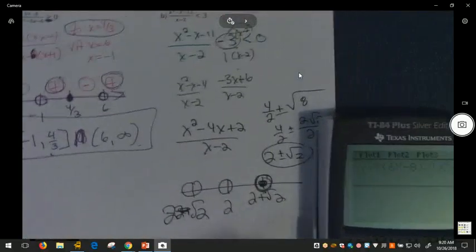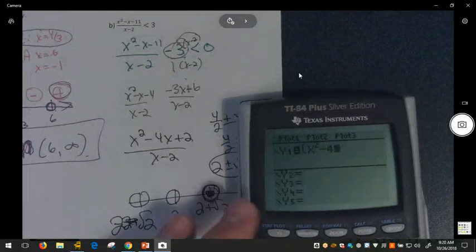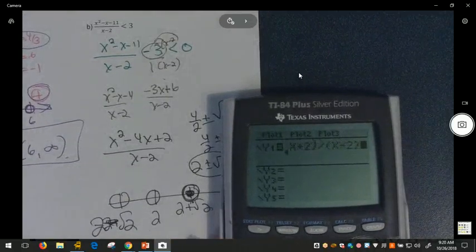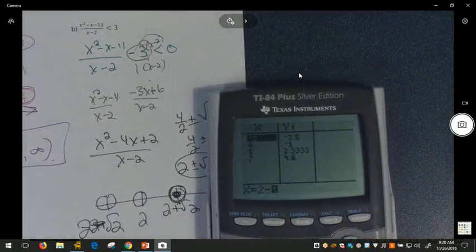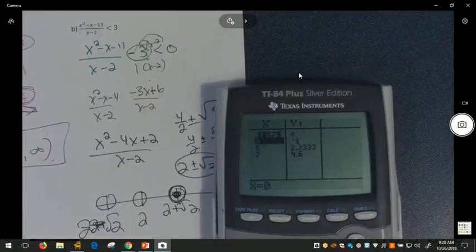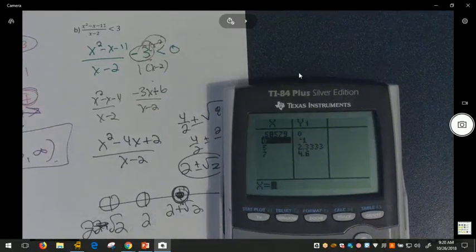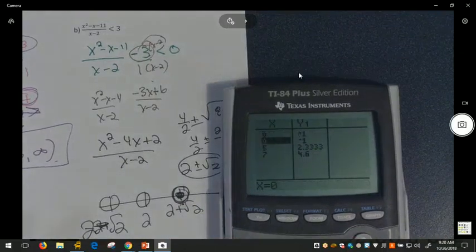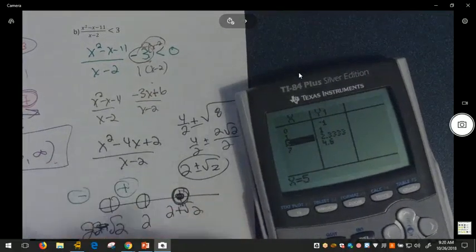I now will do my sign chart to determine the inequality for which this is less than 0. So I have in the numerator x squared minus 4x plus 2, and in the denominator x minus 2. When I go to my table, I put in 2 minus the square root of 2, which gives me 0. I don't want that. I want to go to the left of that. So that is 0.5, so I'm going to go to 0, which is negative. Between that and 2, I'll use 1. That gives me a positive sign.